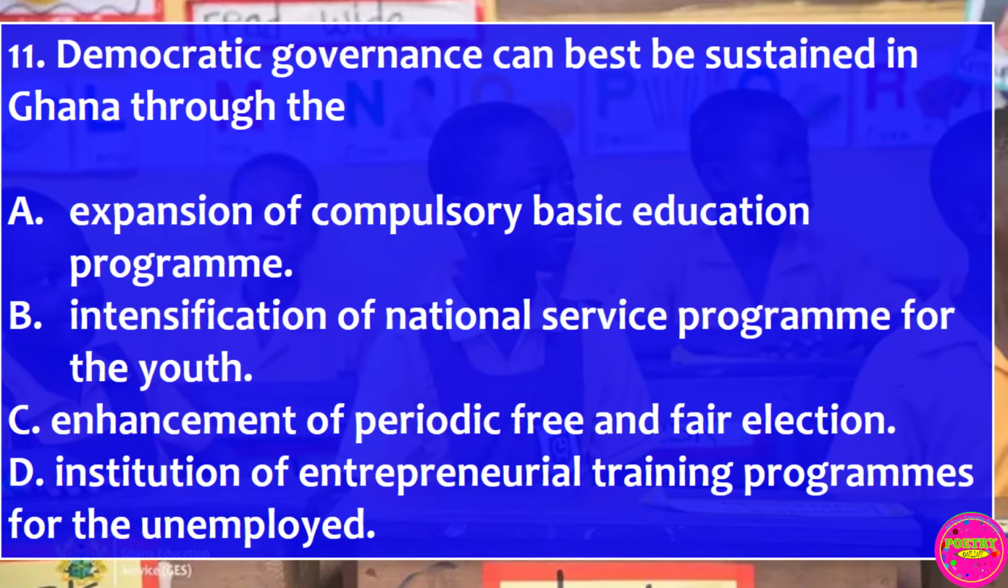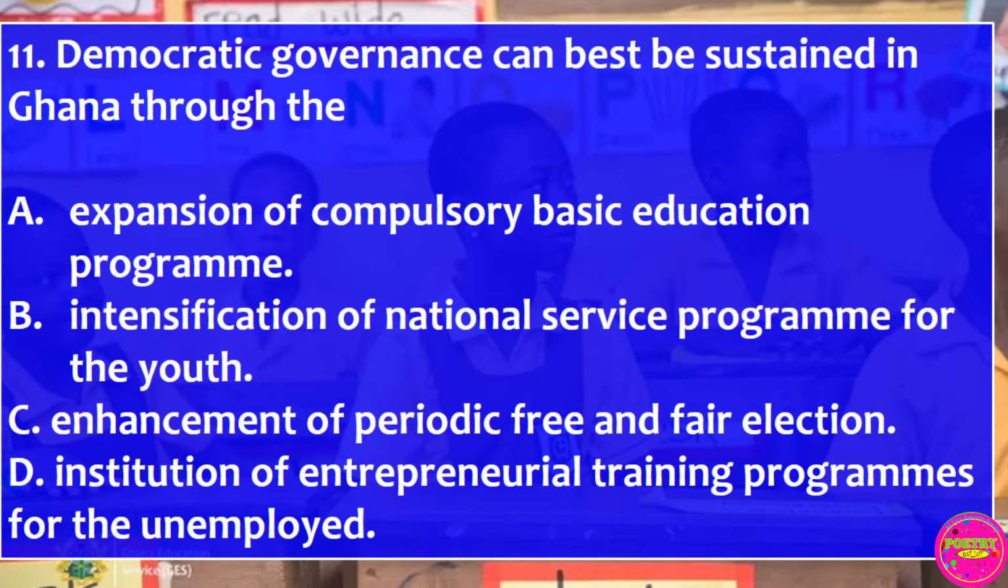Question 11. Democratic governance can best be sustained in Ghana through the A. Expansion of compulsory basic education program. B. Intensification of national service program for the youth.